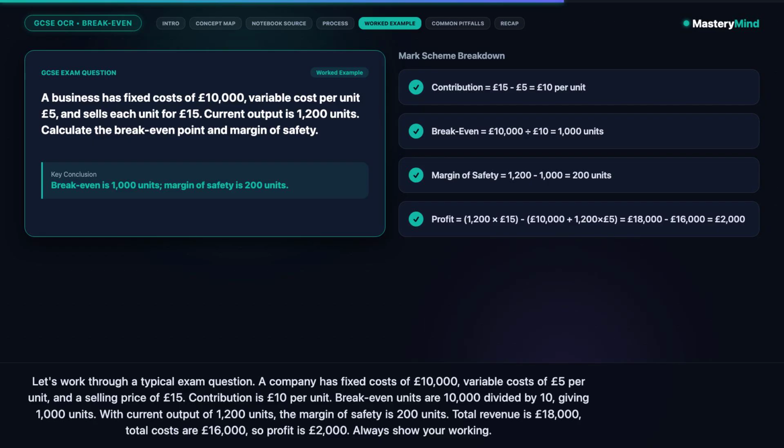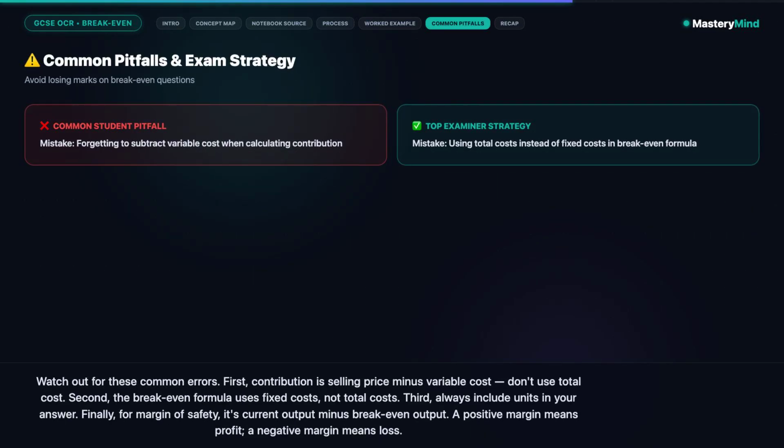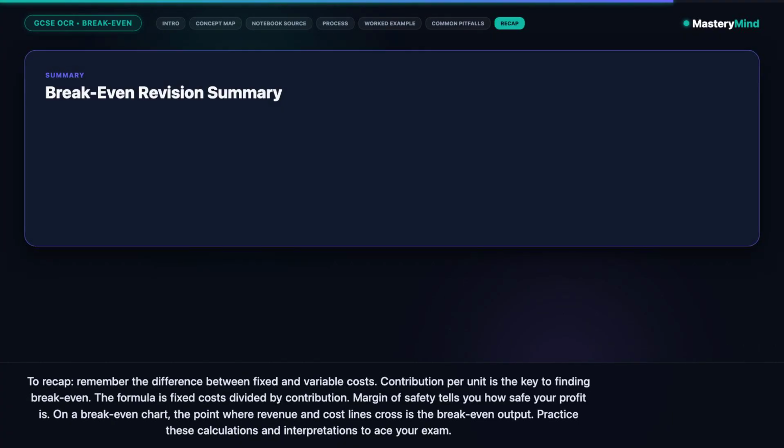Always show your working. Watch out for these common errors. First, contribution is selling price minus variable cost, don't use total cost. Second, the break-even formula uses fixed costs, not total costs. Third, always include units in your answer. Finally, for margin of safety, it's current output minus break-even output. A positive margin means profit, a negative margin means loss.